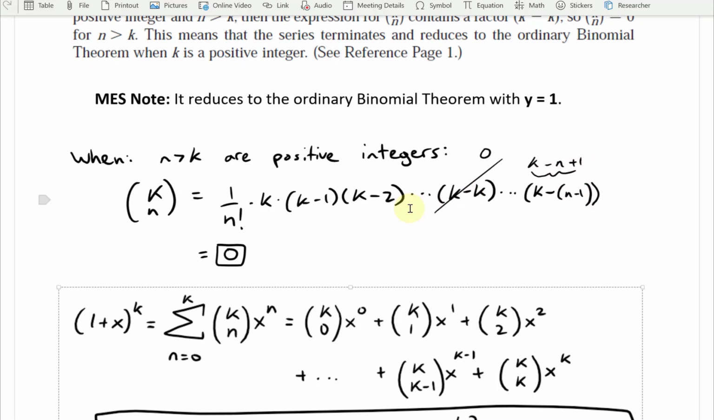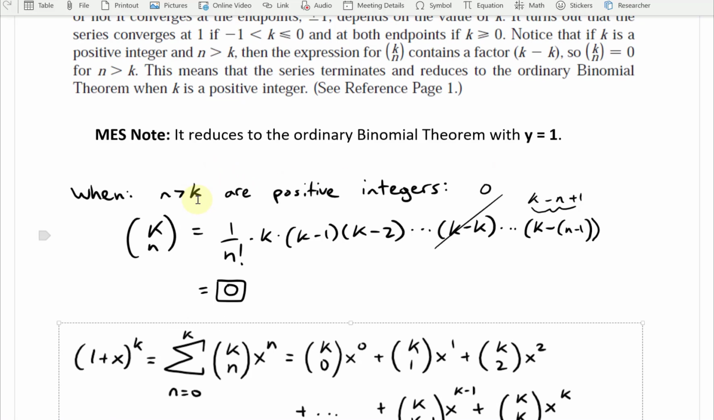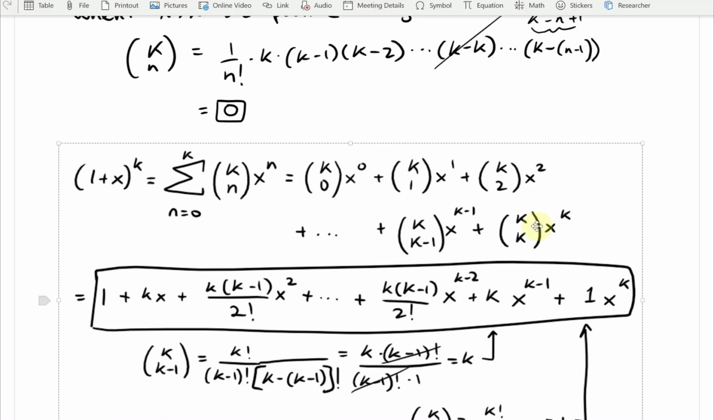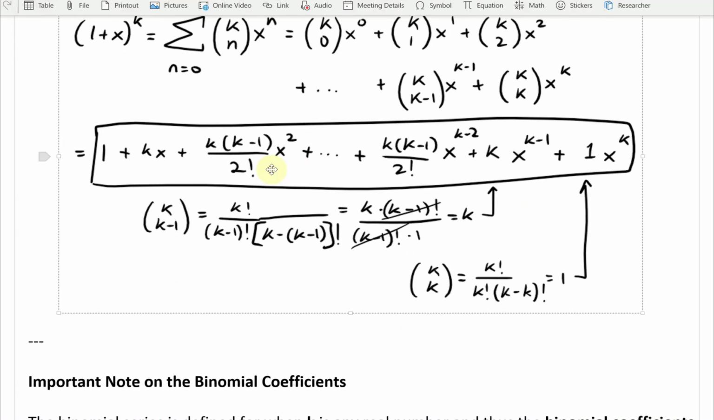At this point, you're going to have a k minus k because n is greater than k. So you're eventually going to go k minus 1, 2, 3, all the way to k minus k, and then keep going until you get k minus n plus 1. This just cancels, so all of those terms terminate, equal to 0. All you're left with is everything up to k choose k, and everything beyond k choose k is equal to 0.